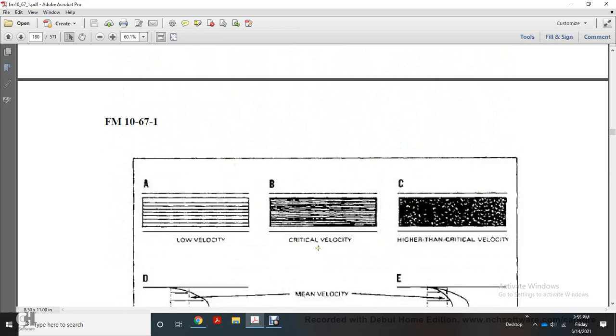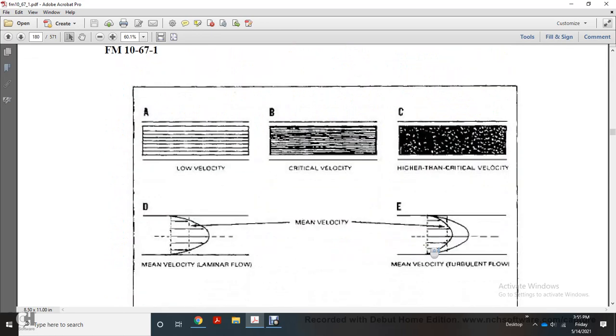Shows A, low viscosity, B, critical velocity, C, higher critical velocity, D, mean velocity laminar flow, E, mean velocity turbulent flow.